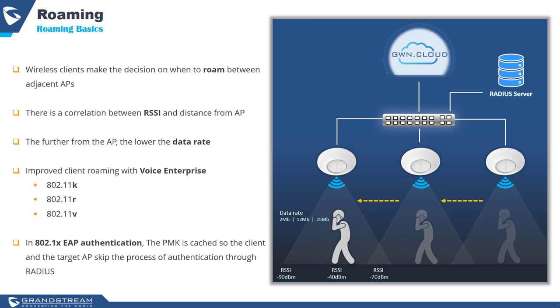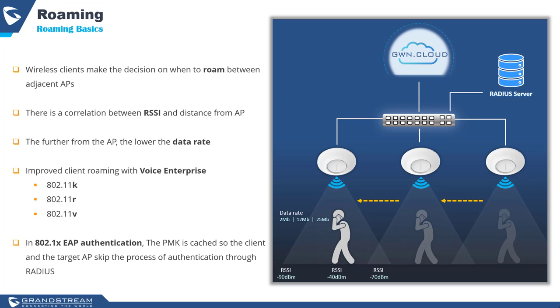And to speed up the process of transitioning from the original AP to a target AP, there are 3 amendments that can be added to the GWN access point, and these are 802.11k, r, and v. So to explain how the GWN Voice Enterprise feature can optimize the roaming experience of users, I will briefly explain what these amendments do and how they work together.